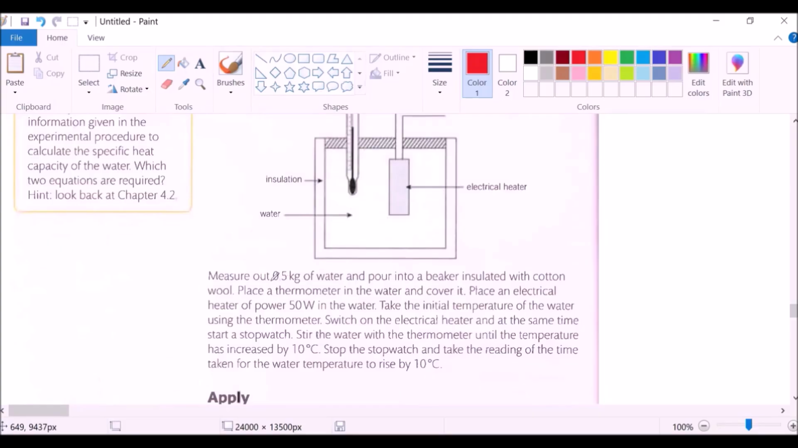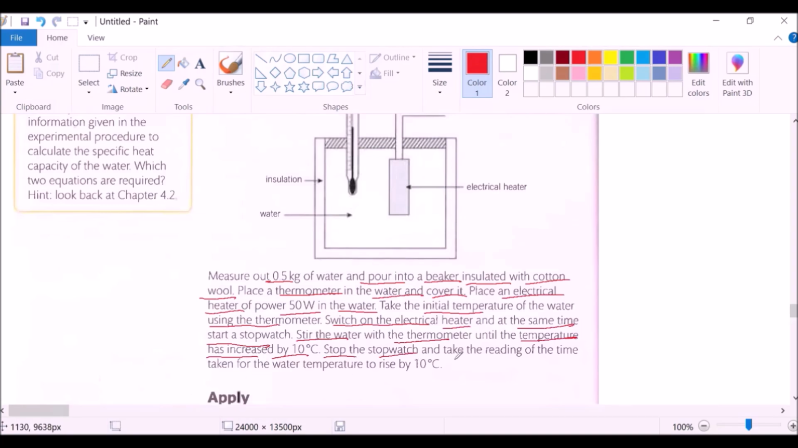So you measure out 0.5 kg of water and pour into a beaker insulated with cotton wool. Place a thermometer in the water and cover it. Place an electrical heater of power 50 watts in the water. Take the initial temperature of the water using the thermometer. Switch on the electrical heater and at the same time start a stopwatch. Stir the water with the thermometer until the temperature has increased by 10 degrees Celsius.